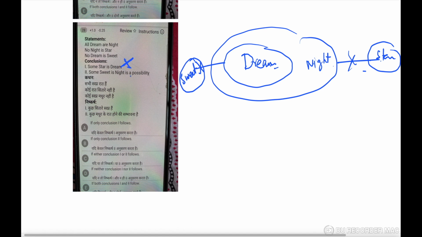Some sweet is night is a possibility. Yes, it can be, because no dream is sweet, but sweet can come here. With night we do not have a direct link, so it can be a possibility. So this one is true. So your answer is only conclusion 2.